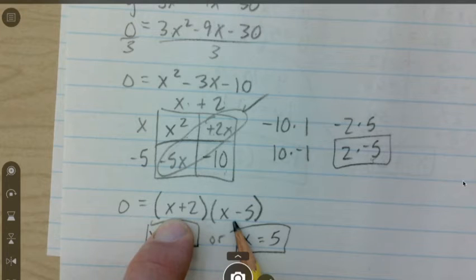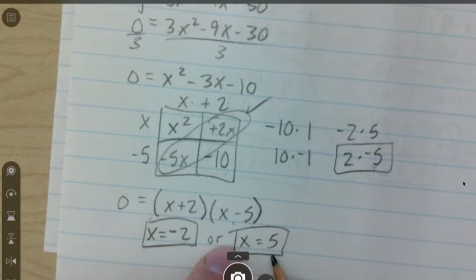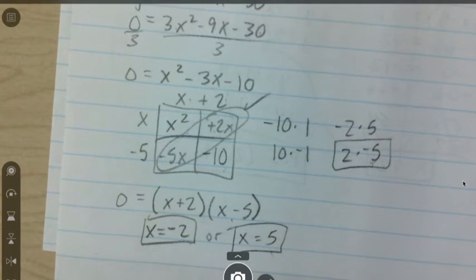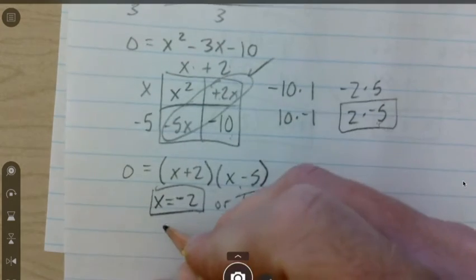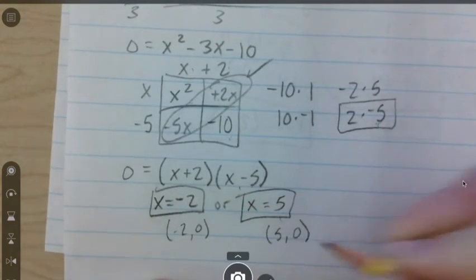But remember, I'm looking for x values that make this thing 0. So if x was -2, this would be 0. And if x was 5, this would be 0. So those are my two x-intercepts, (-2, 0) and (5, 0), just like we saw on the graph.